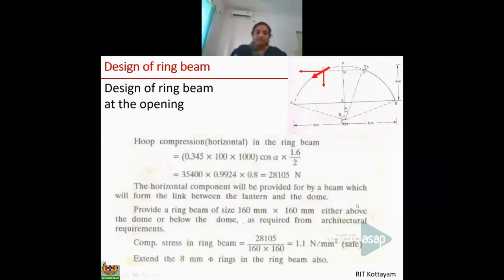We have to calculate the number of rings required and also calculate the required equivalent area. So here they have just given a value, say, use a 160 by 160 millimeter ring beam, either above or below the dome, so that the compressive strength coming is on the safer side. I don't think this is required.